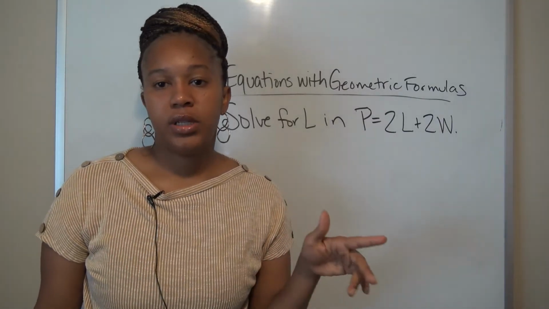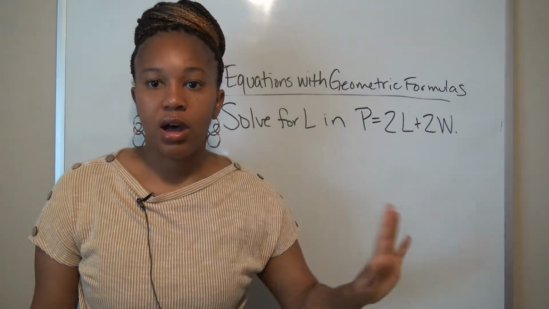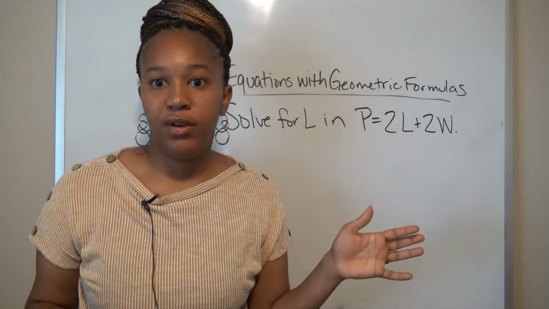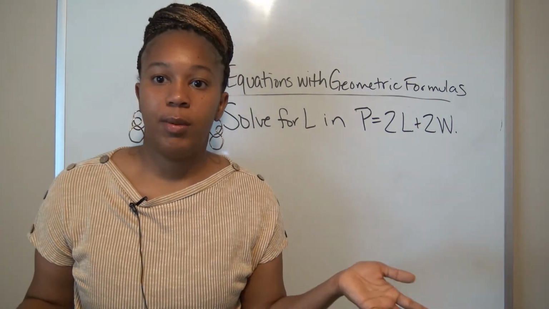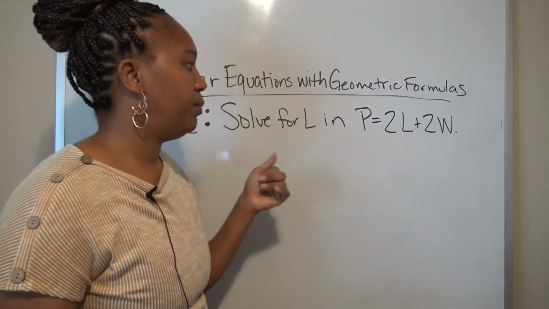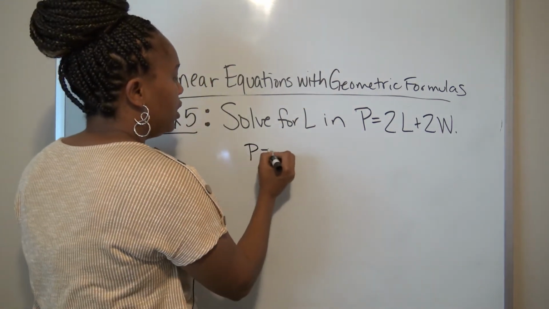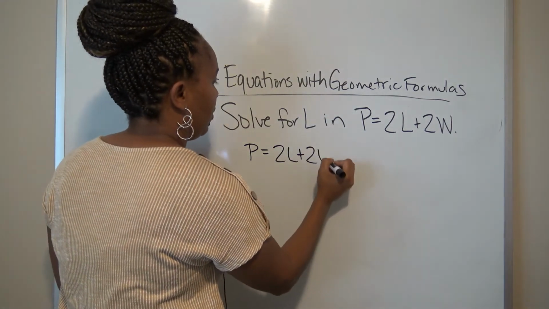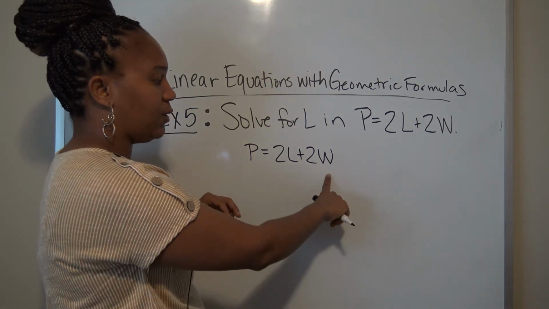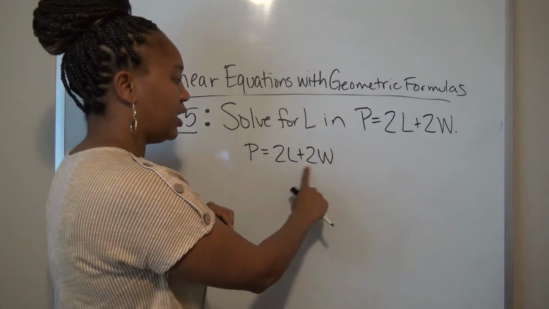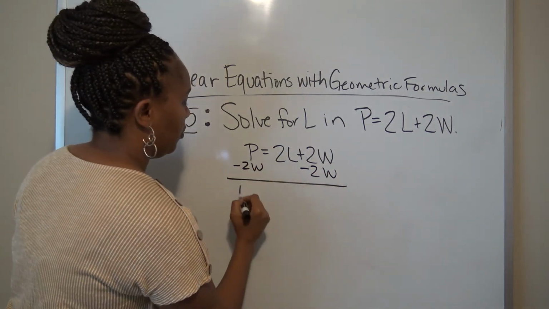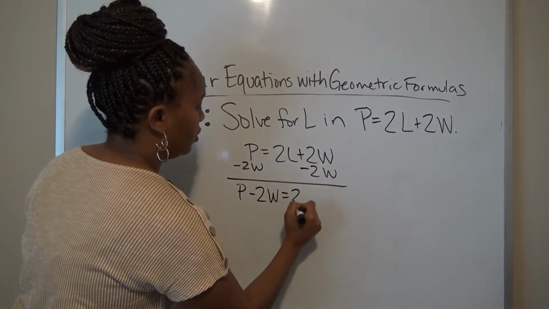I have two more examples that I want to work, and both of them involve just solving for a variable in an equation with a lot of variables in it. So basically, you just want to get that variable on the side by itself. So in this example, example 5, we want to solve for L in P equals L plus 2W. So I just want to get L on the side by itself. So I need to get rid of everything that's not with L. So I'll get rid of the things furthest from L first, which is the 2W. So since that's a plus 2W, I'll subtract 2W. And so I'll get P minus 2W equals L.